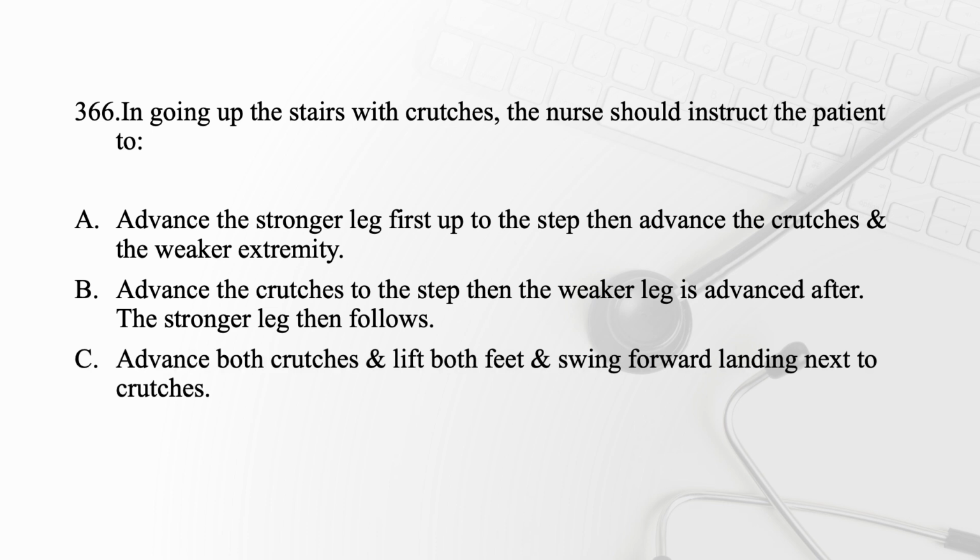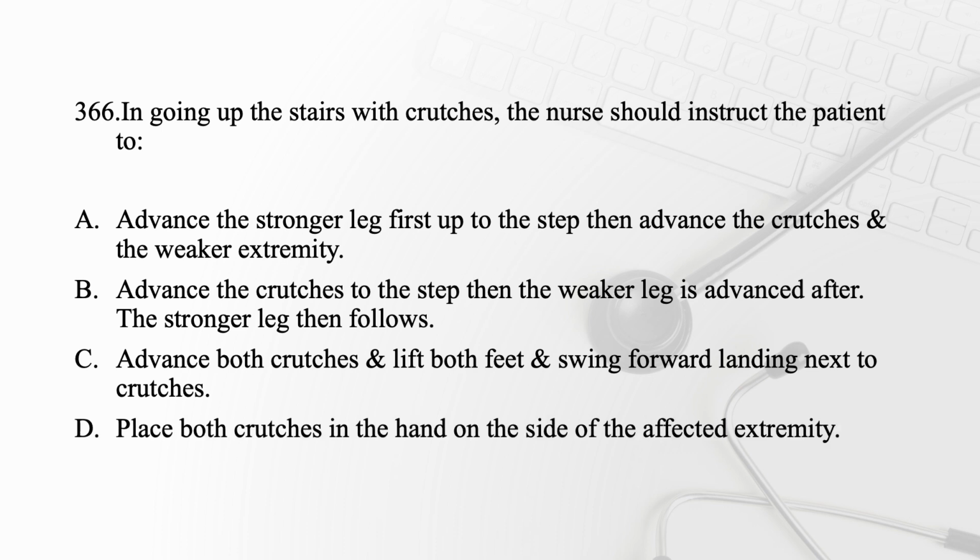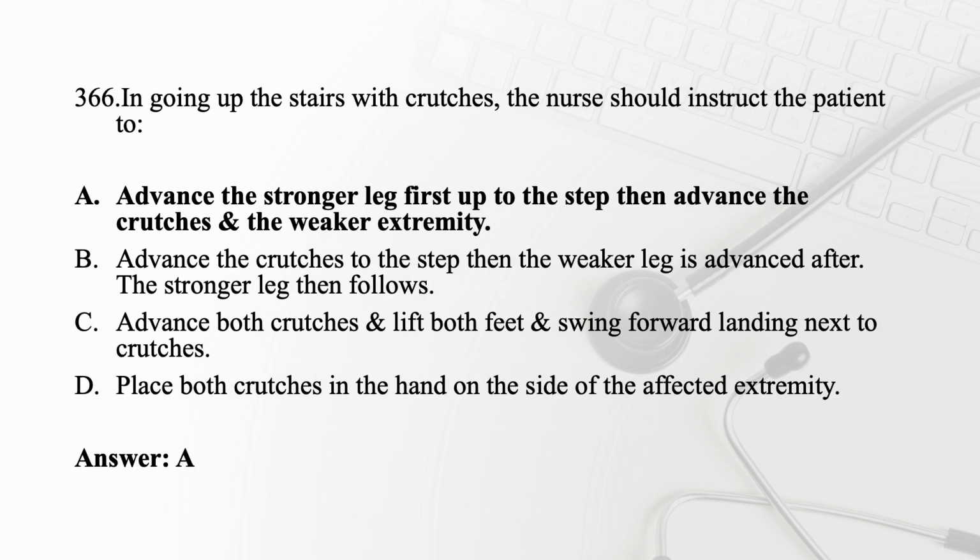Option C. Advance both crutches and lift both feet and swing forward, landing next to crutches. Option D. Place both crutches in the hand on the side of the affected extremity. The correct answer is option A. Advance the stronger leg first up to the step, then advance the crutches and the weaker extremity.